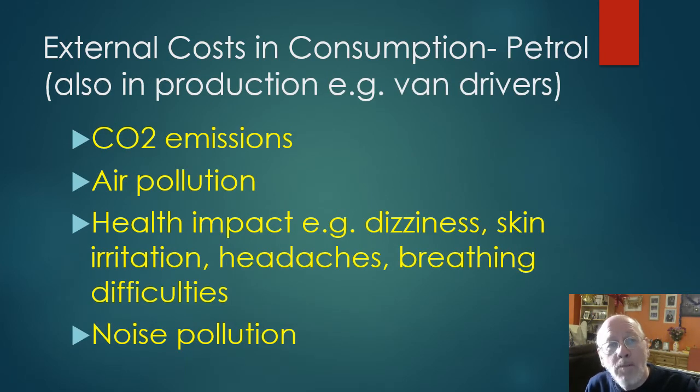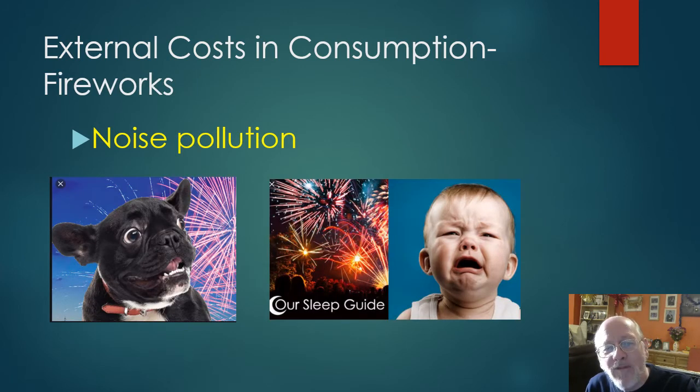Third one, petrol. Now that could be an external cost in consumption, but it could also be an external cost in production. For example, if Tesco are delivering goods to your house. So there we have CO2 emissions, we have air pollution, we have the impact on health, dizziness, skin irritation, headaches, breathing difficulties, and of course we also have noise pollution from petrol consumption. And with fireworks, we have the obvious impact on noise pollution.